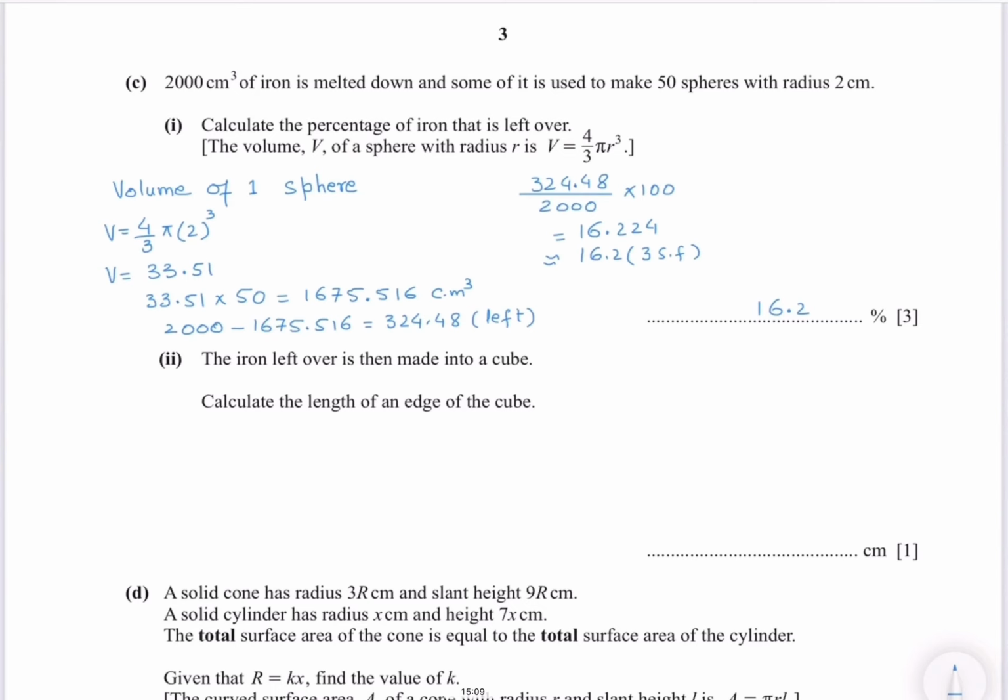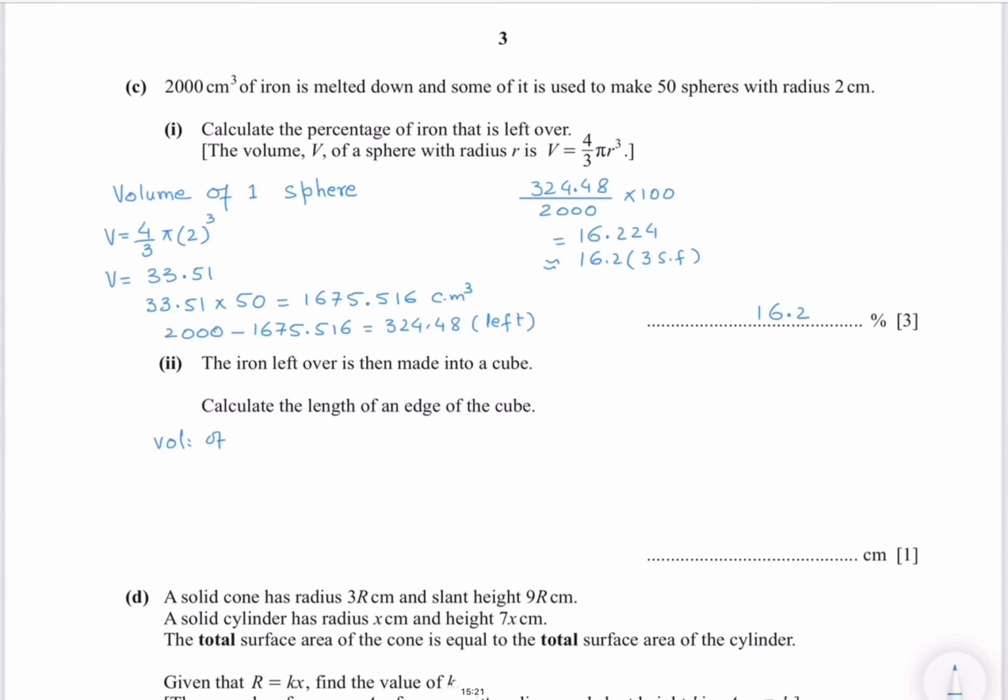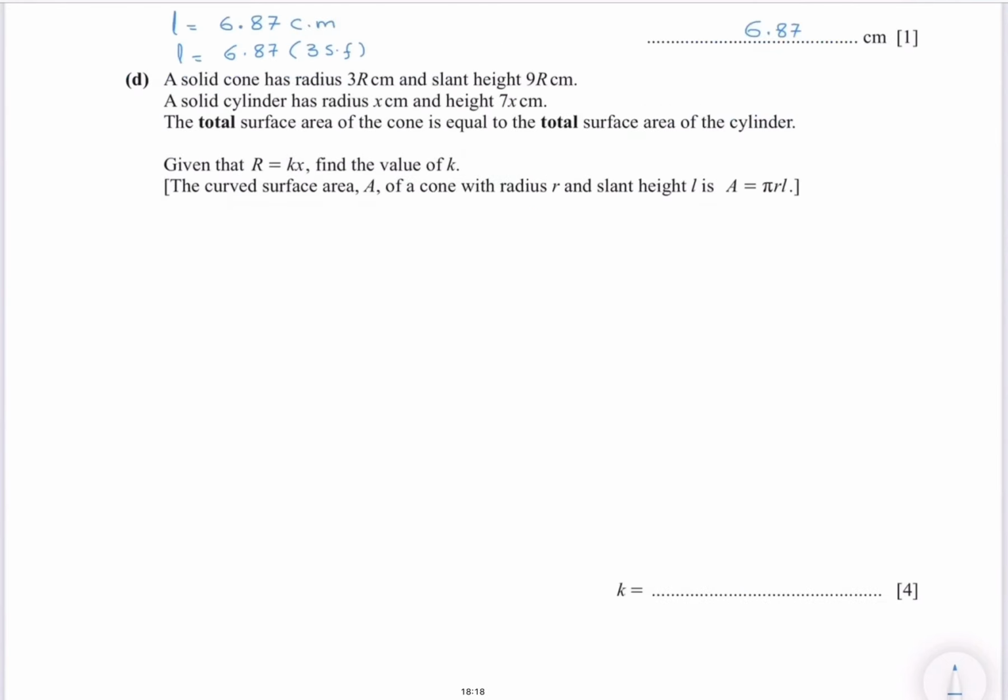The iron leftover is then made into a cube. Calculate the length of an edge of the cube. So the volume of a cube is V equals L power 3. L power 3 means length times length times length, because the sides of a cube are always the same length. So for V you write 324.48 equals L cubed. Now take the cube root of this value, which will give you the edge of the cube, 6.87 centimeter. So 6.87 is your final answer.